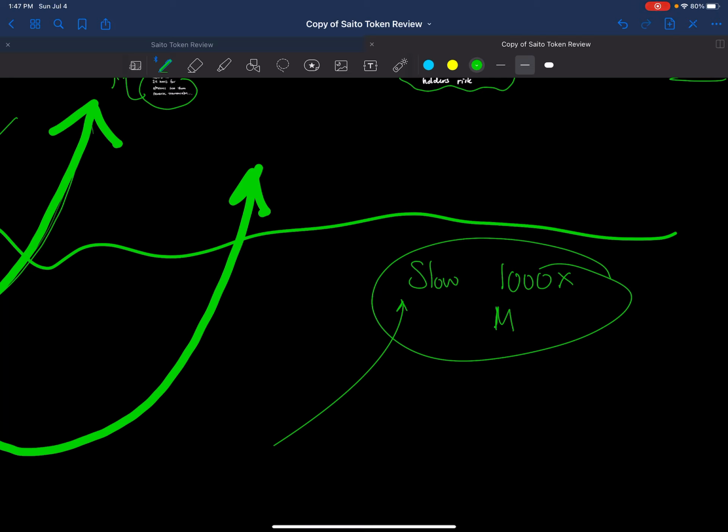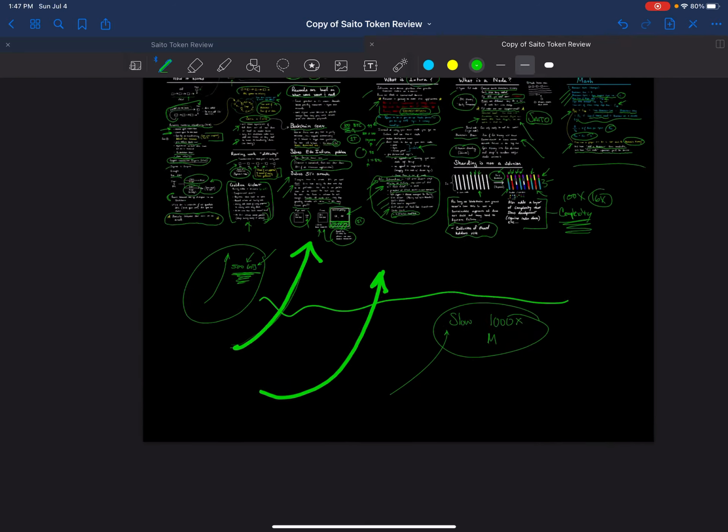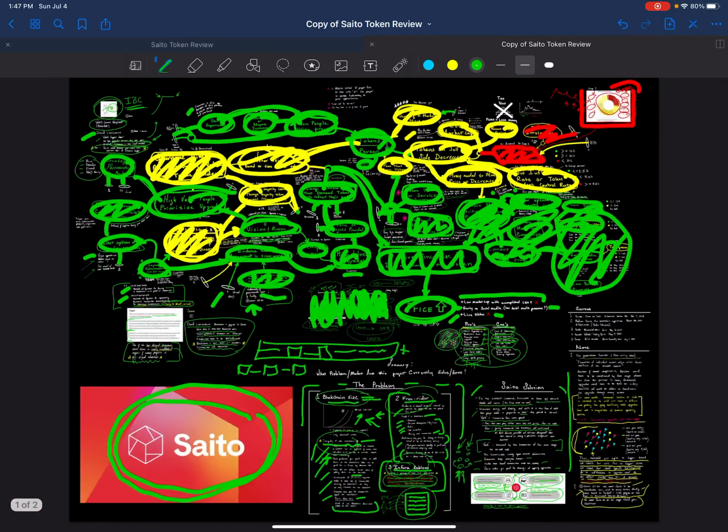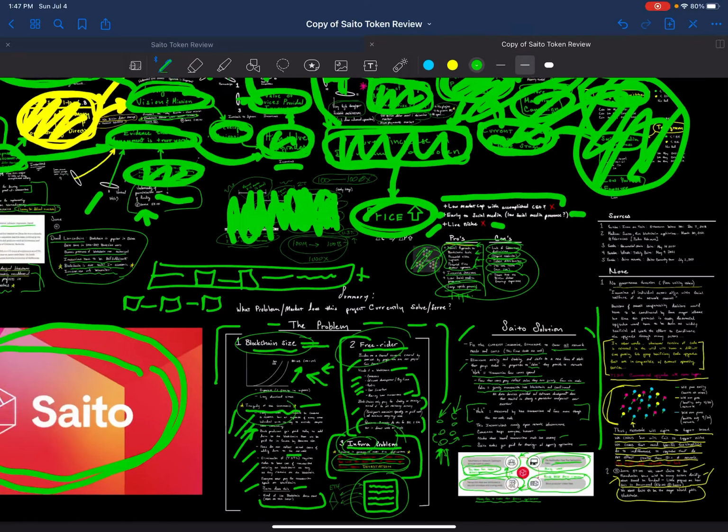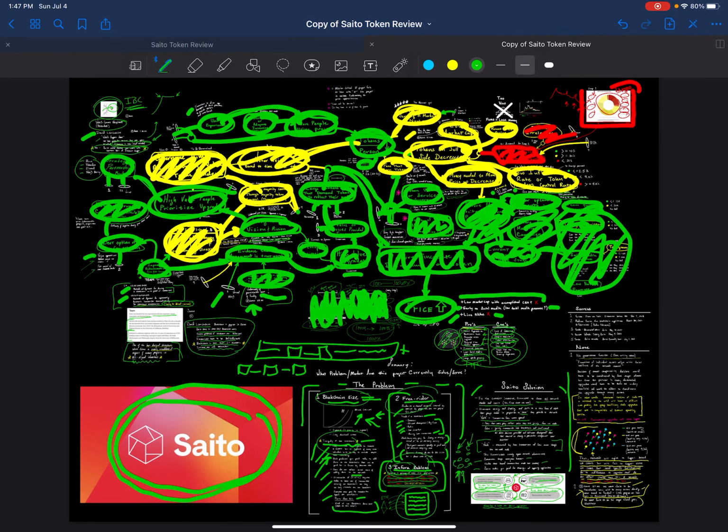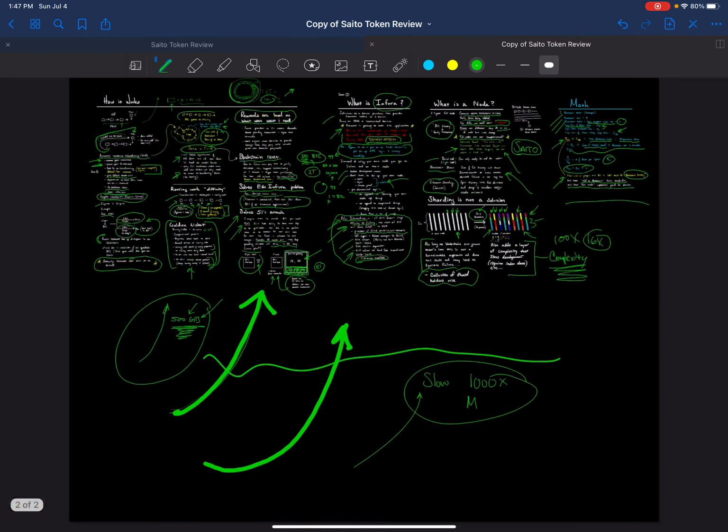So I think Saito is in a good position to capture market share. The only thing that they really need to figure out is governance, which they are working on, et cetera. But I think this is a powerful project, guys. Very unique approach, and it actually addresses all the participants in the network. And so that's why I am going over this project.